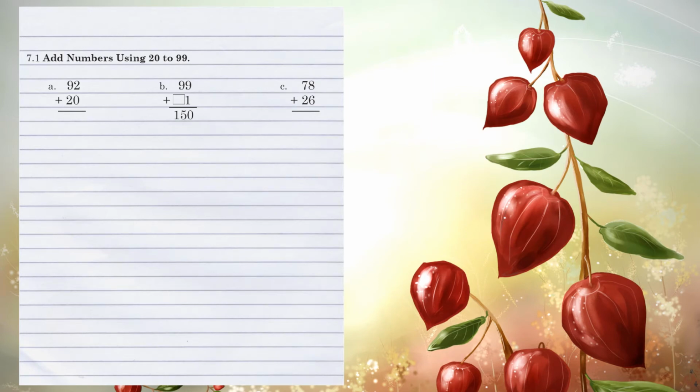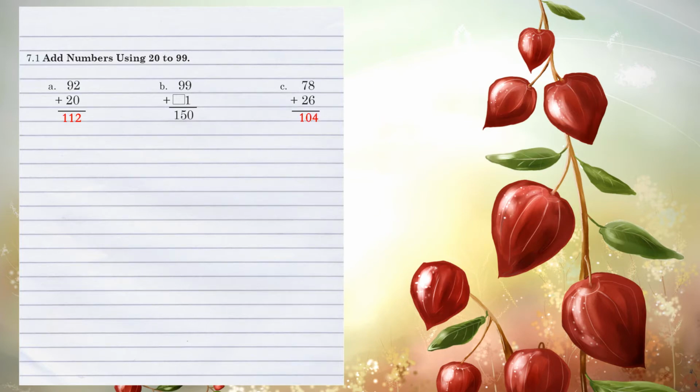We're going to start off with the ones column. 2 plus 0 is 2. When we look at the tens column, 9 plus 2 is 11, but because there's no other columns beyond that, we just write the number 11 for a final answer of 112.